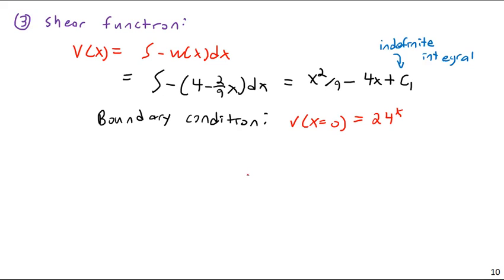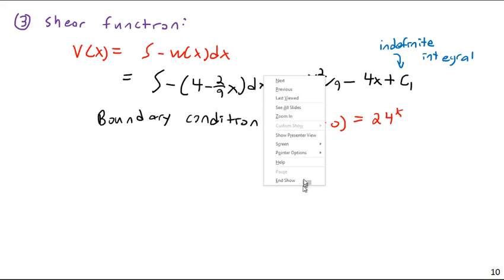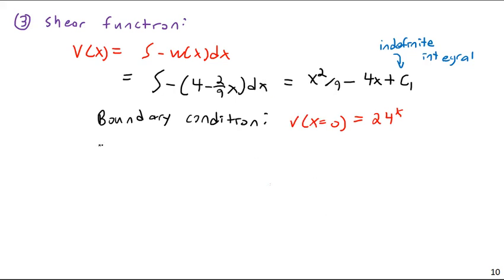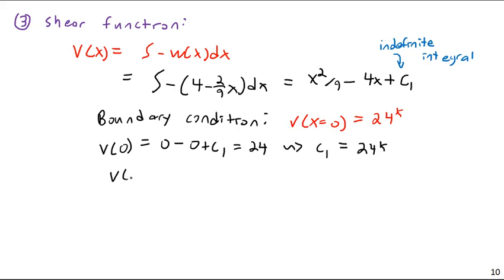Yes, 24 kips, that'll work. So we simply substitute this in. I say v of 0 equals 0 minus 0 plus c1. Thankfully, a lot of this stuff just cancels out. That equals 24, and this leads us to c1 equals 24 kips. So finally, v of x is x squared over 9 minus 4x plus 24, all in kips here.